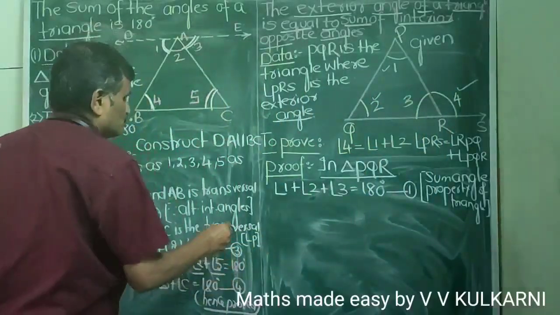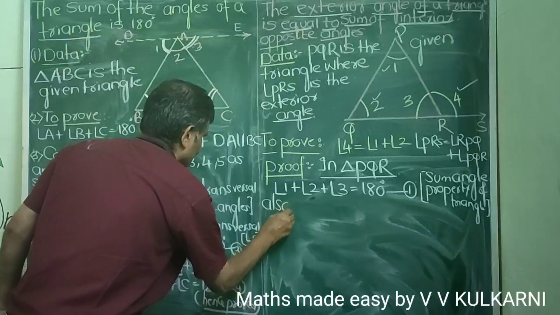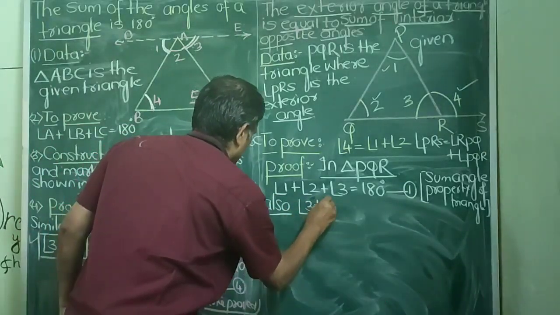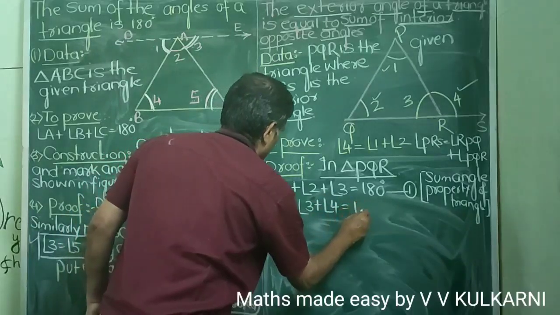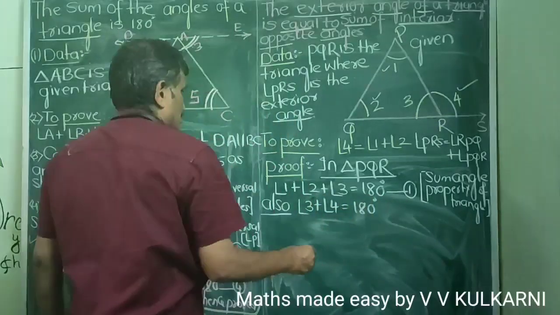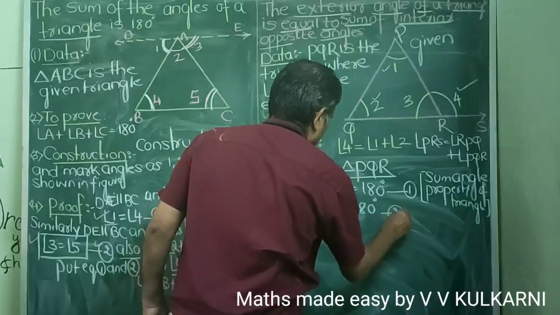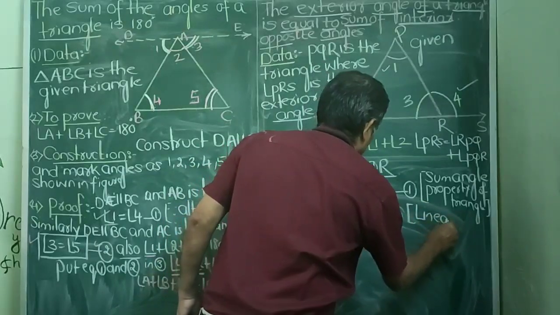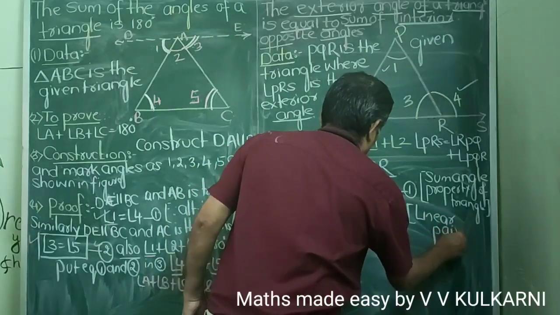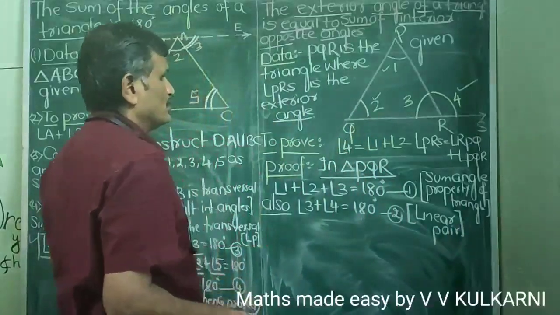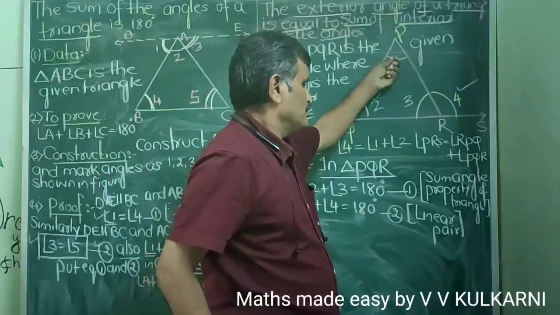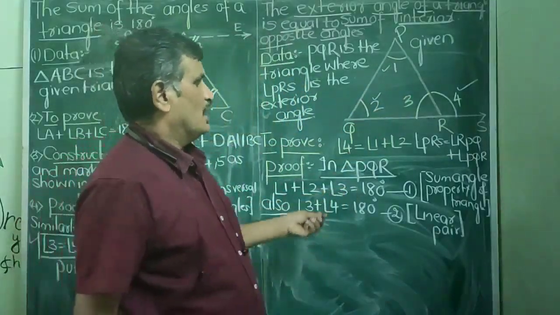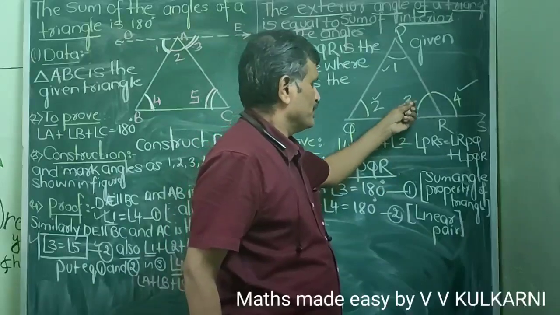Also, angle 3 plus angle 4 is equal to 180 degrees. Now you may ask, sir, why? Already you know the reason for this also. It is a linear pair. So what I have got is a triangle where the first angle plus second angle plus third angle is 180 degrees. Also, this angle plus this angle is 180 degrees.